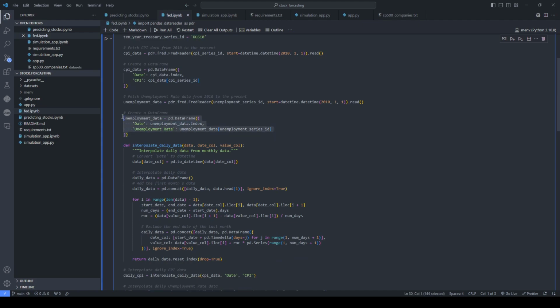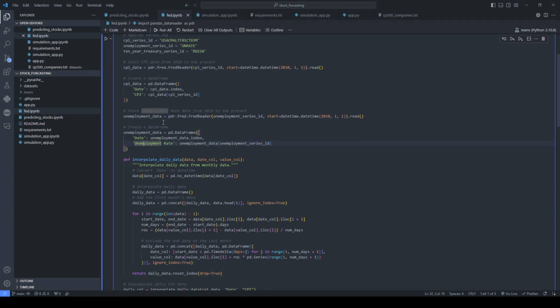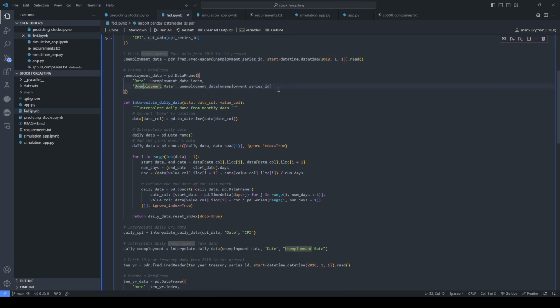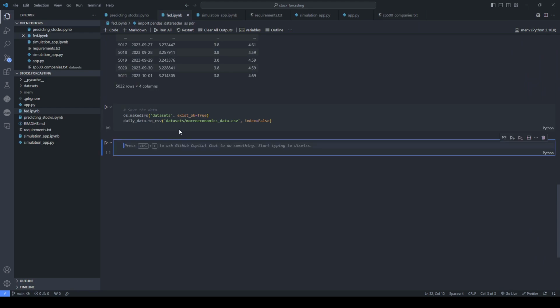As you can see, those are the data. There was a problem because for the unemployment data and the consumer price index, I have monthly data, so I don't have daily data, but I need daily data. And I'll explain the problem here.